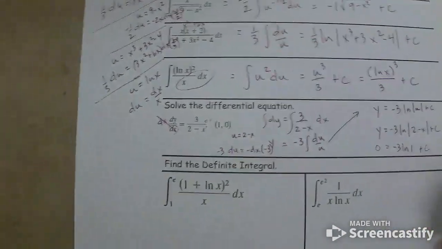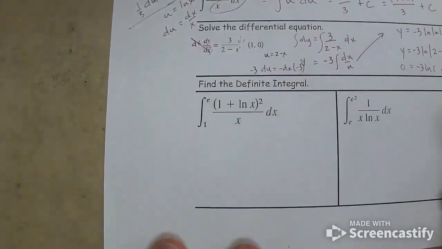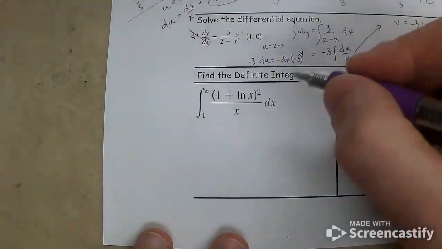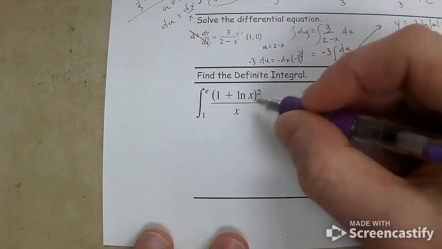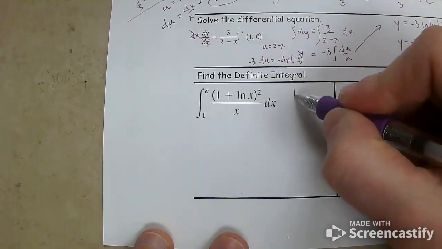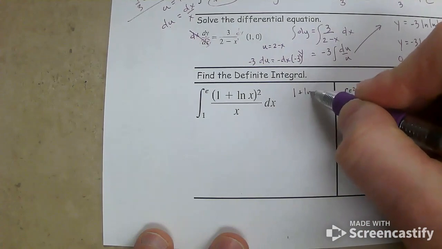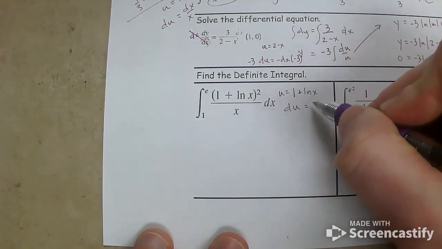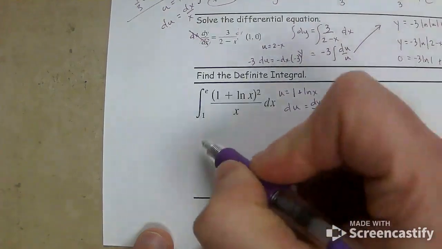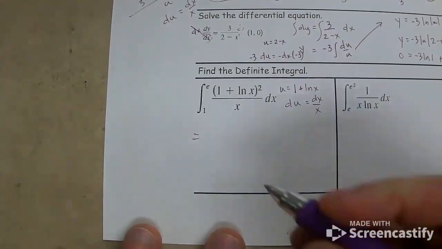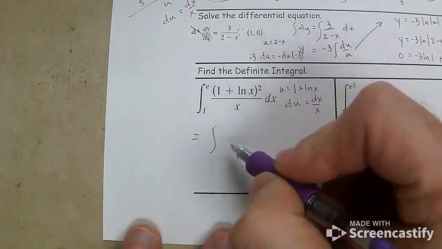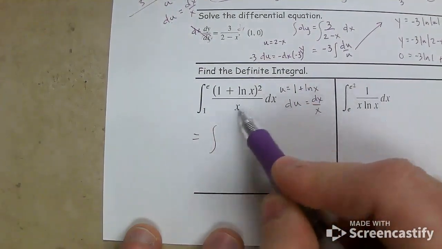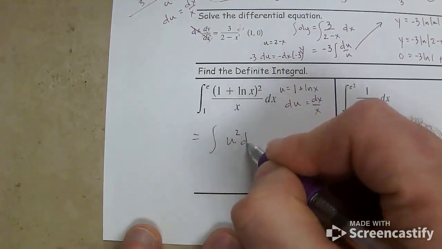So let's go down here to find the definite integral. Okay, we've got a similar setup. We've got to figure out what we're going to let u equal. And so I'm going to let u equal the innermost function, the 1 plus natural log of x. I'm going to let that equal u, which would mean du equals dx over x. So if we were to set this up, we're going to get the integral of, well, this is u squared, and then this is going to be du. So this is u squared du.